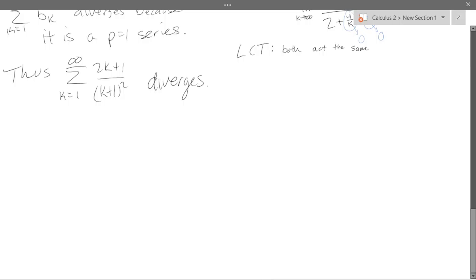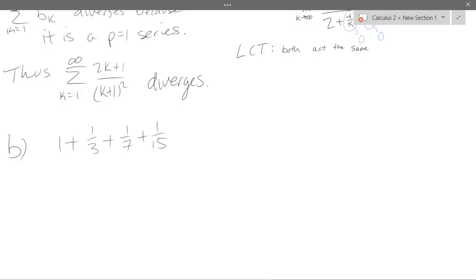So next convergence-divergence question. We'll go with 1 plus 1 third plus 1 seventh plus 1 fifteenth. What type of pattern is happening here? I could write 1 as 1 over 1.